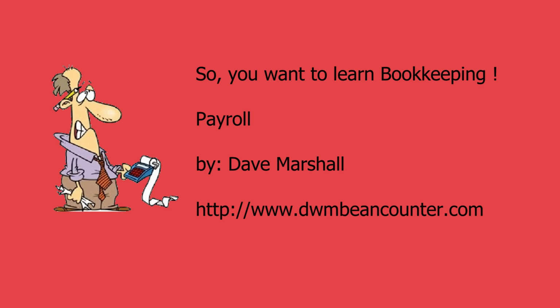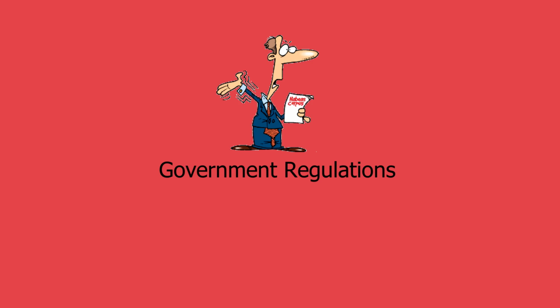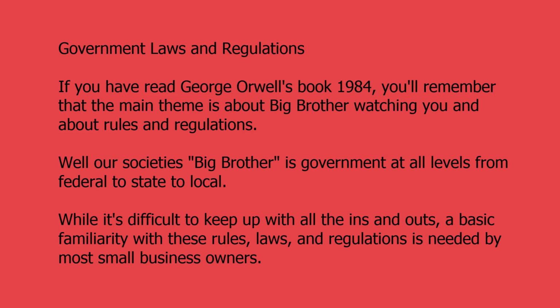So, you want to learn bookkeeping. Payroll. By Dave Marshall. Government regulations. Government laws and regulations. If you have read George Orwell's book 1984, you'll remember that the main theme is about Big Brother watching you and about rules and regulations. Well, our society's Big Brother is government at all levels from federal to state to local.